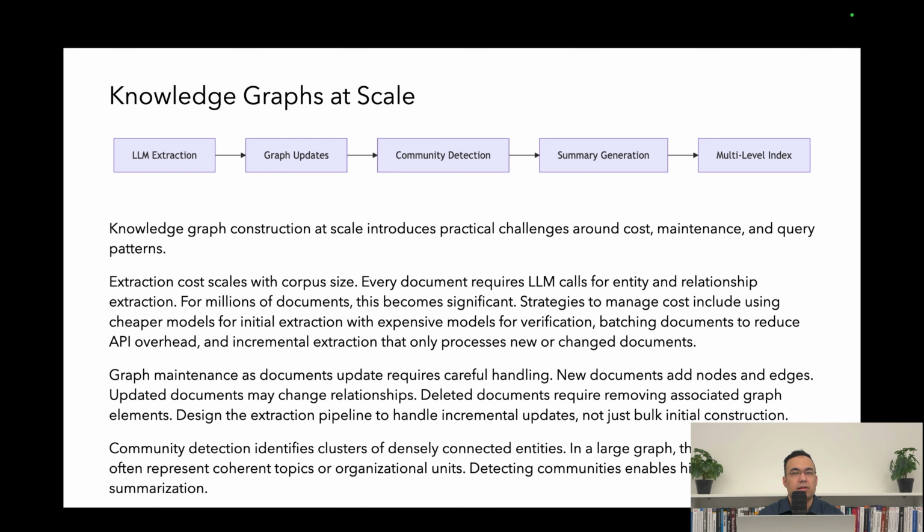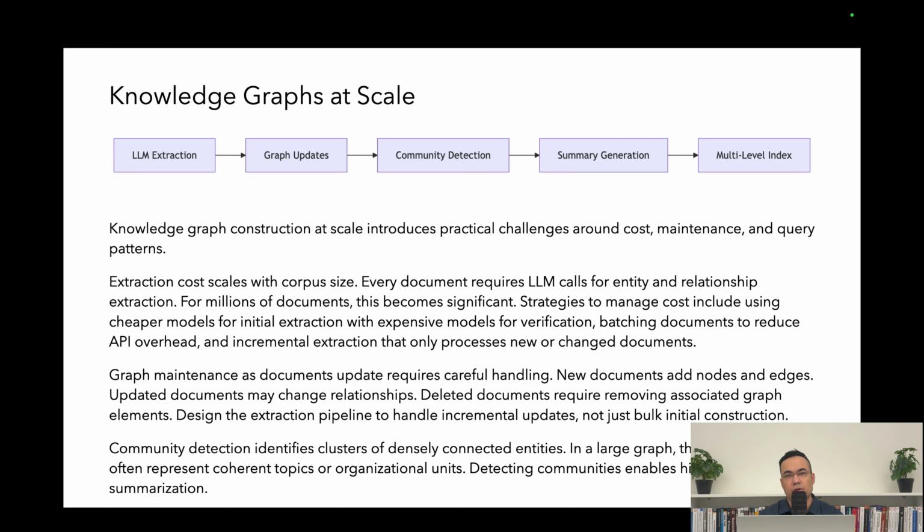Now let's talk about practical considerations for knowledge graphs at scale. Extraction cost scales with corpus size. Every document requires LLM calls for entity and relationship extraction. Strategies to manage costs include using cheaper models for initial extraction with expensive models for verification, and incremental extraction that only processes new or changed documents.